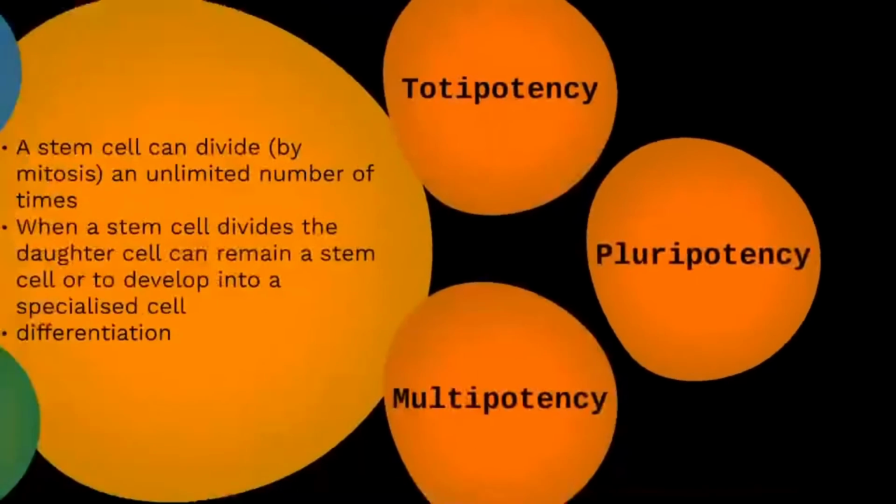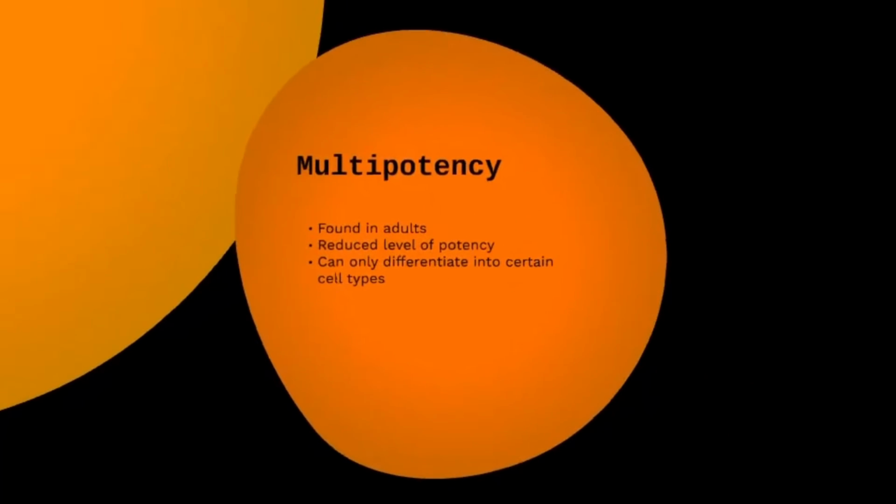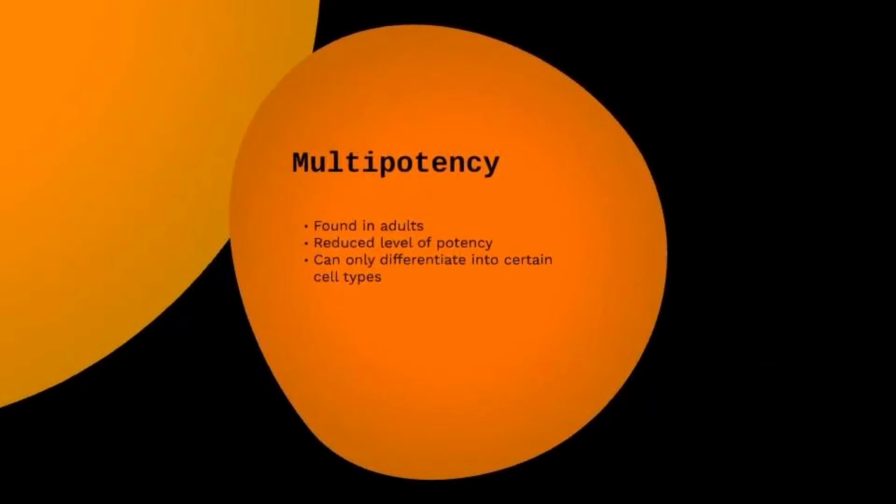And then finally we have multipotent stem cells, and these are found in adults, and they can only differentiate into certain cell types. So, for example, we have bone marrow stem cells, and those can form blood cells, but they can't go on and form a heart, for example. So they've gone a bit further down the differentiation pathway, so they can't form all the cells in the body, but they still are not differentiated, and they can form a certain number of cell types within the body.